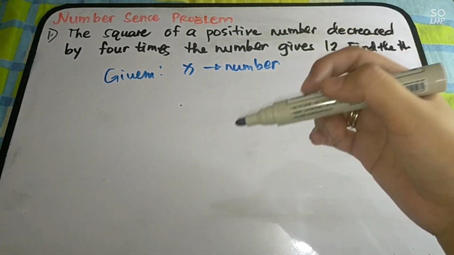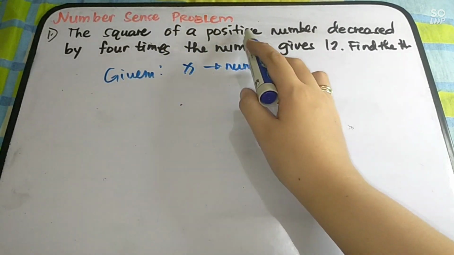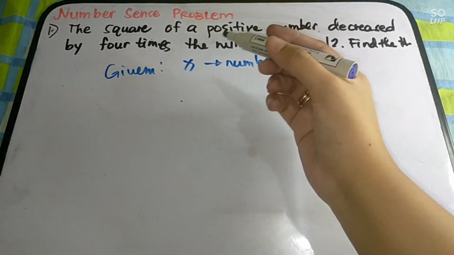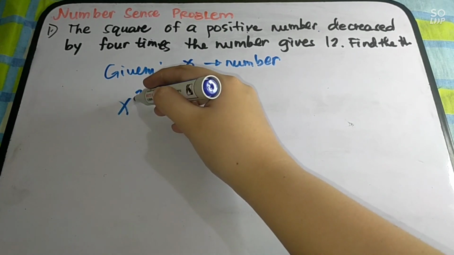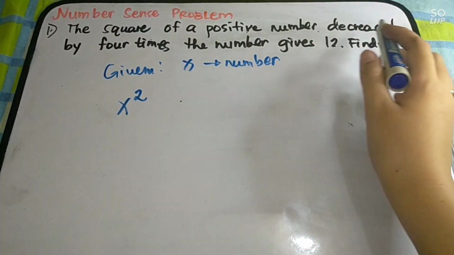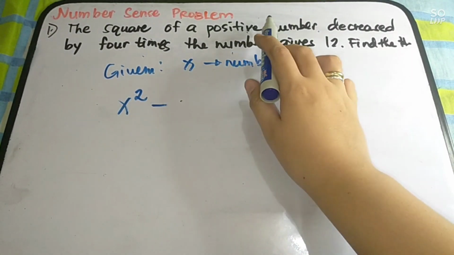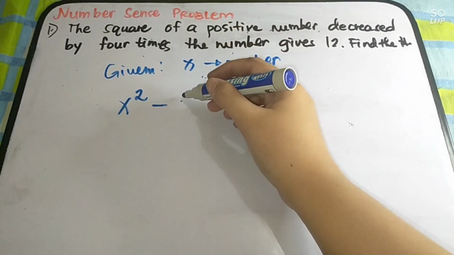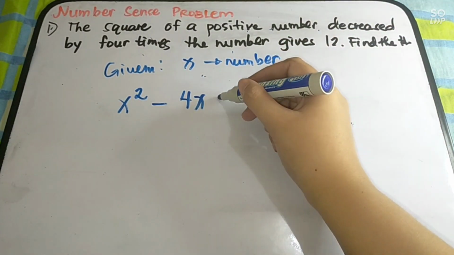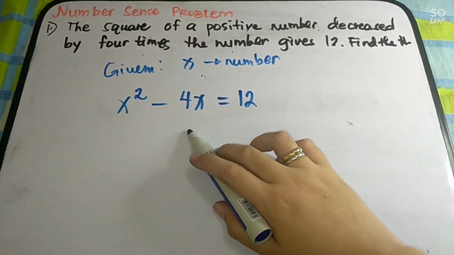Then, let us create the equation by using the given statement. Sabi niya, square of the positive number. So, ito yung positive number, yung x. Sabi niya is squared, so we have here x squared. Squared mo yung number. Is it clear? Then, decrease by 4 times. Since decrease, we are going to use subtraction, minus 4 times the number. Since we have 4 times, that is 4x. Gives means equal sign. We have 12.